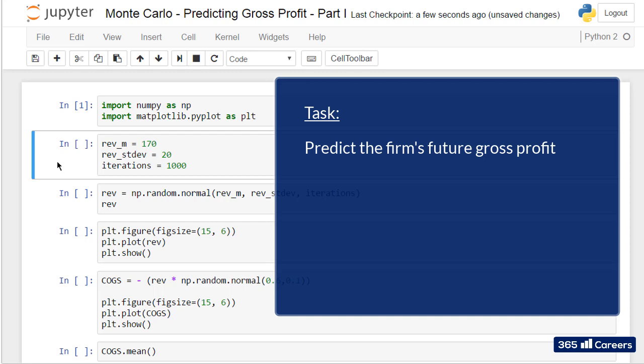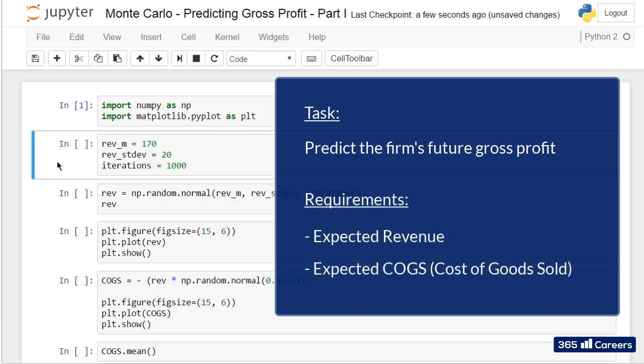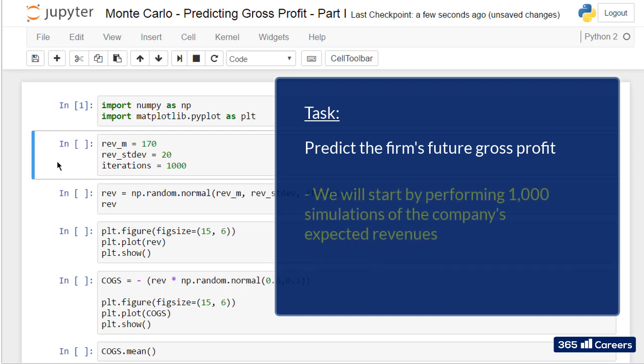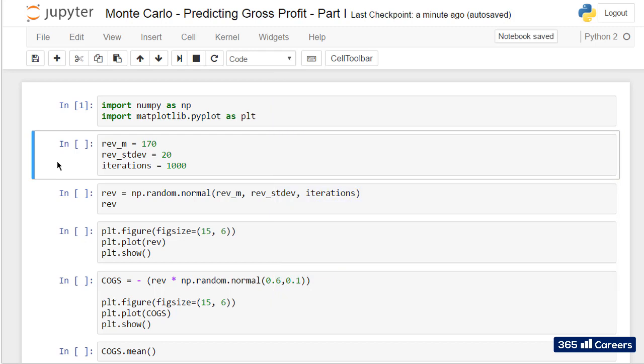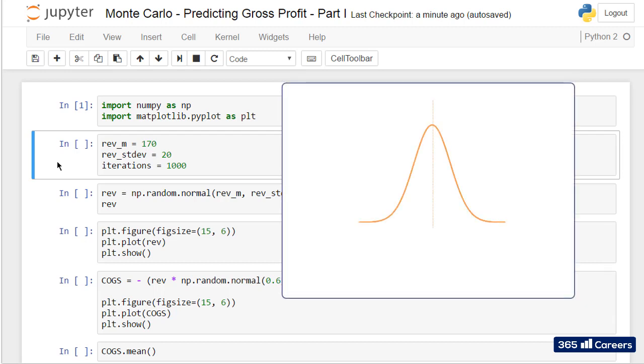Our goal in this exercise is to predict the firm's future gross profit. For this purpose, we will need the values of expected revenue and expected cost of goods sold, referred to as COGS in brief. We'll start by performing 1,000 simulations of the company's expected revenues. Assume you have considered last year's revenue and you have an idea about the revenue growth rate you can expect. So, the expected revenues for this year are $170 million, and a standard deviation of this figure would be $20 million. To simplify things, let's work in millions of dollars.